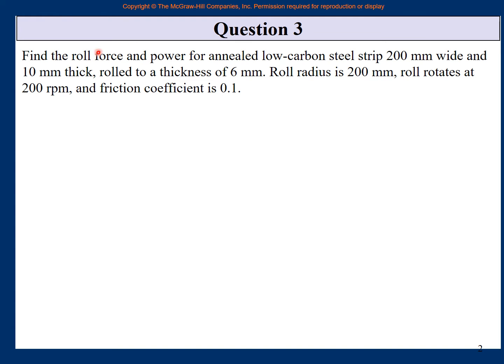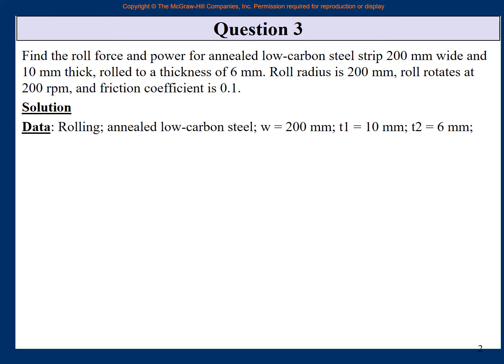Find the roll force and power for annealed low carbon steel strip 200 millimeter wide and 10 millimeter thick, rolled to a thickness of 6 millimeter. Roll radius is 200 millimeter, roll rotates at 200 rpm, friction coefficient is 0.1. Once again, please pause the video here, solve it on your own rough paper, and proceed after making sure that you are satisfied with your solution.